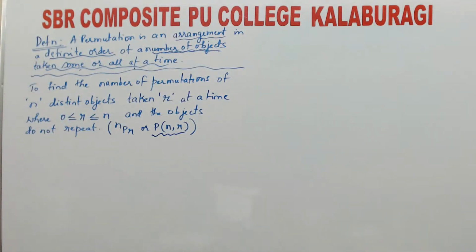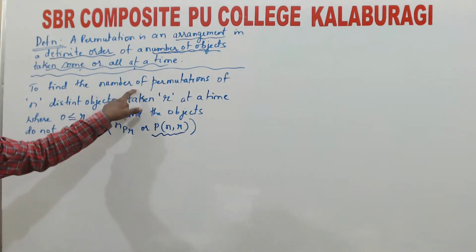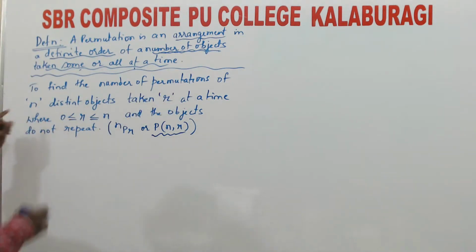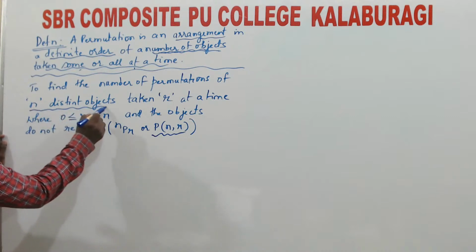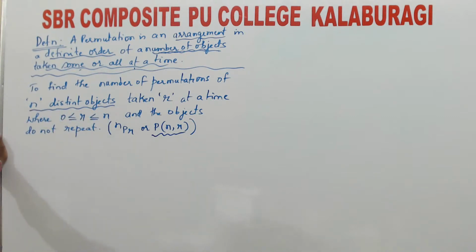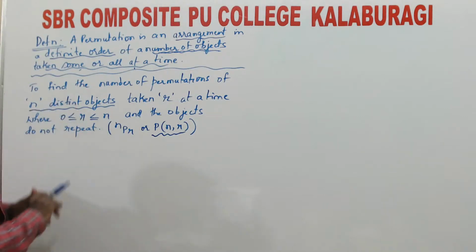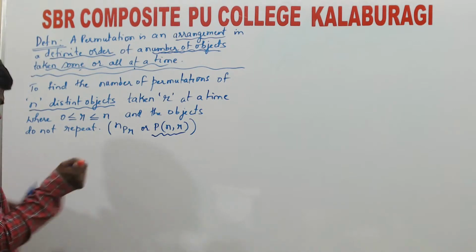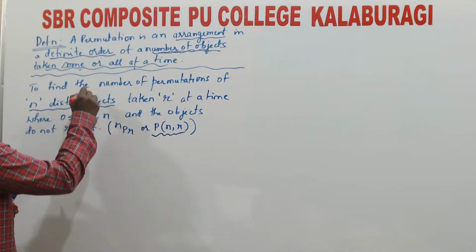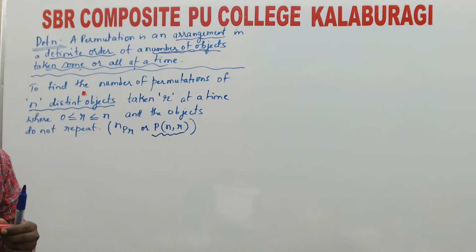Now the next statement. We shall arrive at a general formula, to find the number of permutations of n distinct objects. Distinct means all are different. They must be different from one another, not the same. This is also very important, students. Keep in mind distinct objects, because there is one more statement where you will understand more clearly.